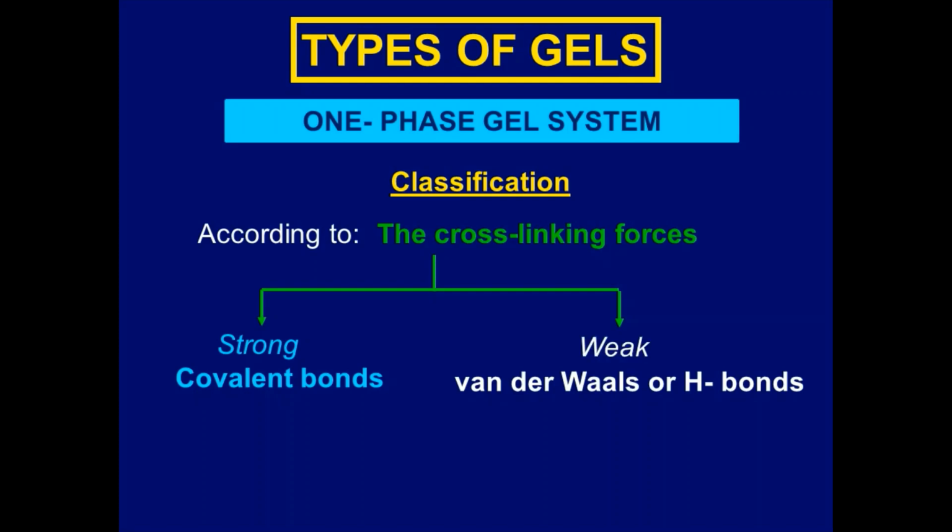So, one-phase gel systems can be classified according to the cross-linking forces between polymer molecules into those gels that have strong bonds between molecules of polymer, and these strong bonds are covalent bonds, and the other type is the gel containing weak bonds between polymer molecules. These weak bonds are represented by van der Waals bonds or hydrogen bonds.